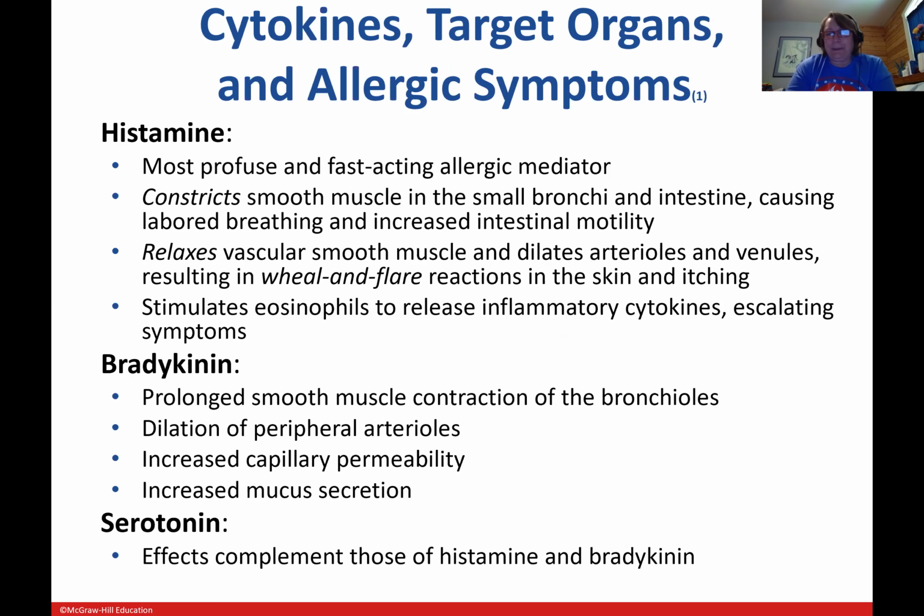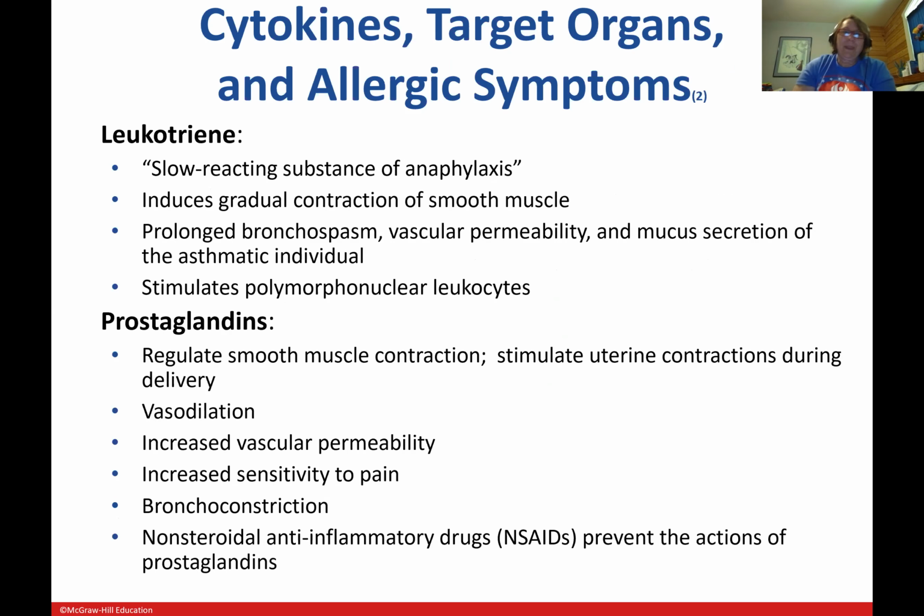Serotonin, again, very similar to histamine and bradykinin. Number 4 is leukotriene, which is basically that slow reacting substance involved in anaphylaxis. And again, it induces gradual contraction of smooth muscles, like in the lungs. It causes prolonged bronchospasms, so that's a really tight constriction of those bronchi. Vascular permeability, so again, the bronchi tighten and the blood vessels loosen and allow plasma to seep out of the blood vessels where it's supposed to be staying in, and increases mucus secretion as well.